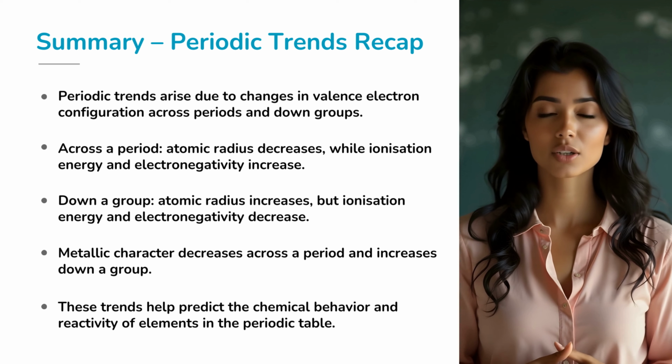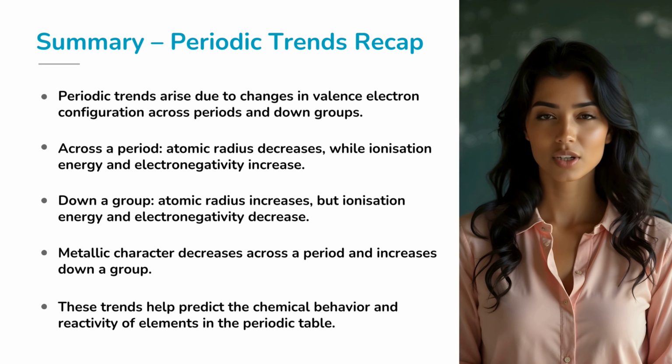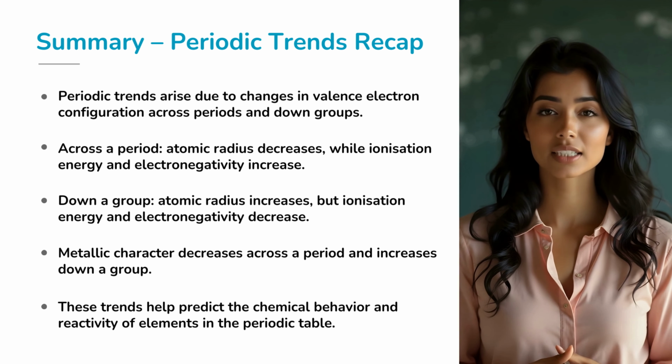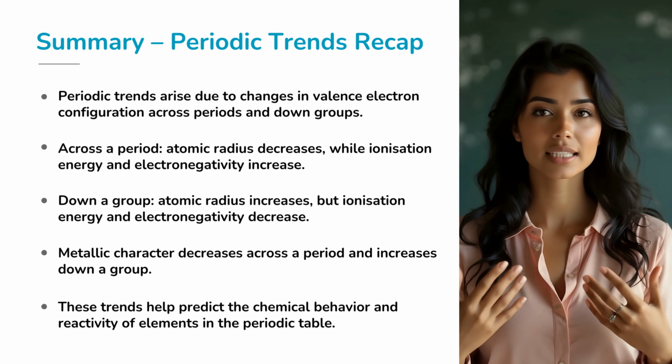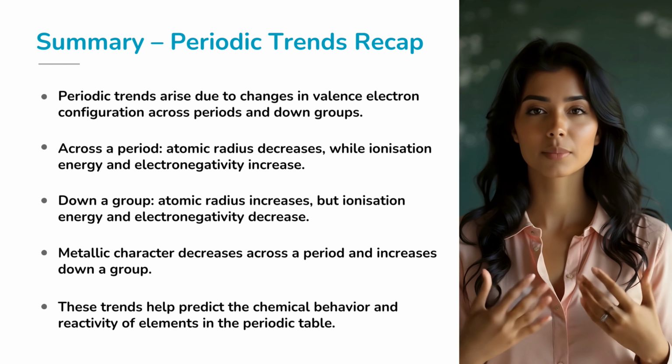Metallic character falls across a period but rises down a group, helping us understand the reactive behavior of elements. These predictable trends are key to understanding the structure and chemistry of the periodic table.